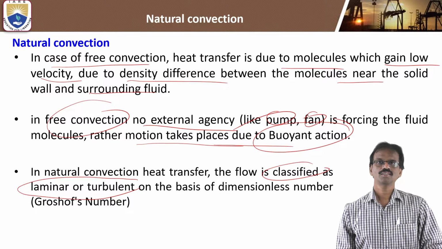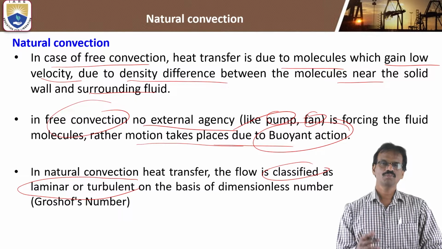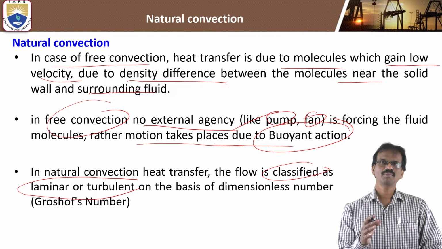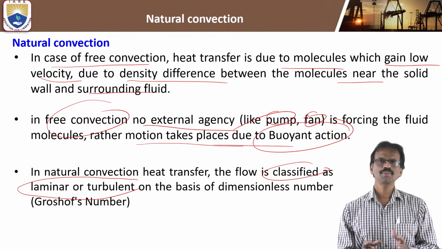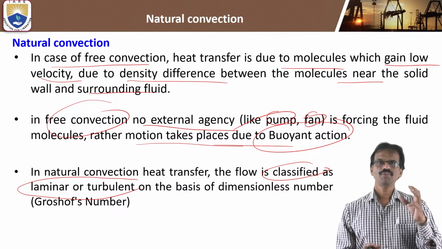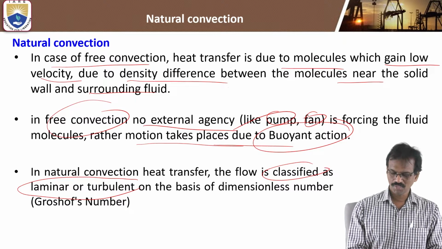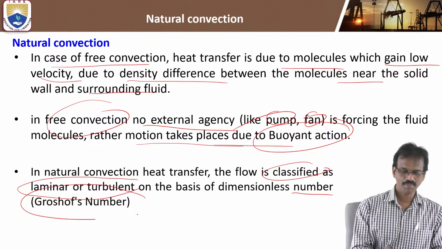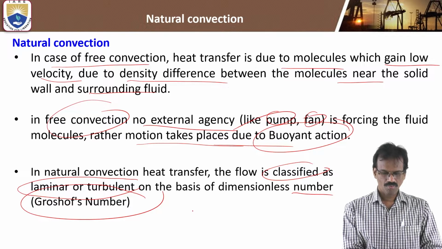As already discussed in previous classes, the type of flow, laminar or turbulent, is identified by the Reynolds number in forced convection. In a similar way, in natural convection, identification of laminar and turbulent flow is based upon a dimensionless number called the Grashof number.